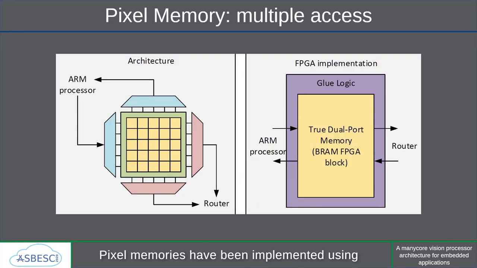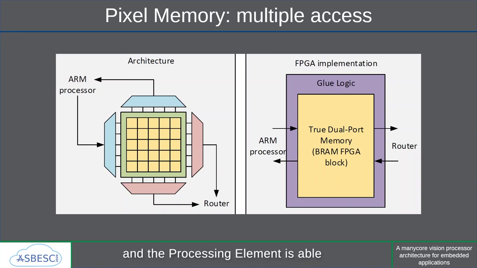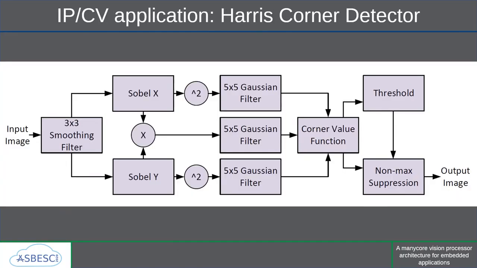Pixel memories have been implemented using memory blocks which are available at the FPGA, and they are just multi-port memories. The ARM processor must be able to write and read pixels to emulate the image and debug sensor. The router performs readings only, and the processing element is able of both reading and writing pixels.